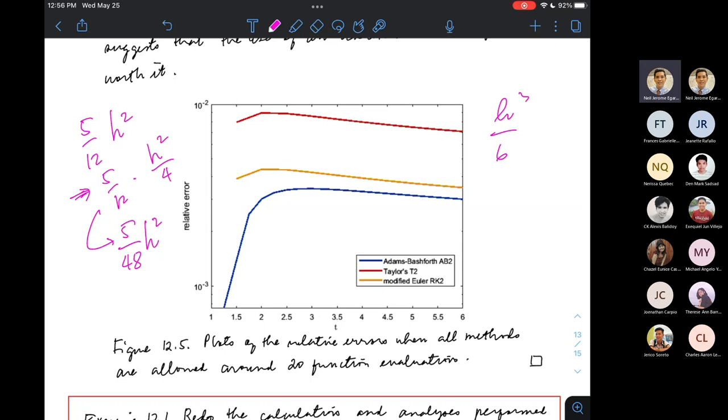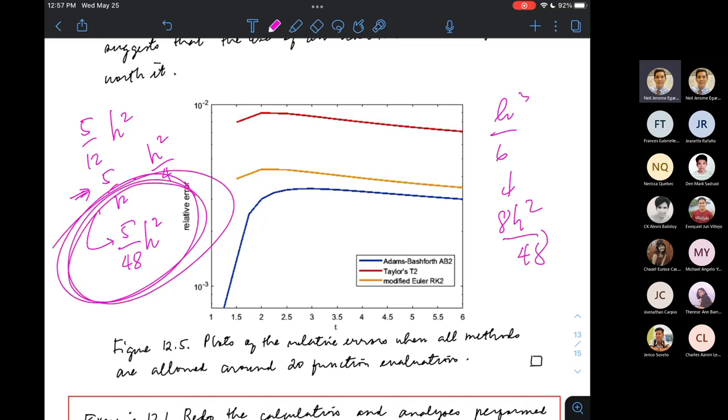So mas malaki na ba to? Kailangan kong i-times 8. Yeah, because this will be 8h squared over 48. Mas maliit na yung kay AB2. Alright, kapag ginawa ko yung h ay h over 2 kay AB2, kesa dun sa Taylor, kaya expected na mas maganda na yung sa Adams-Bashforth.